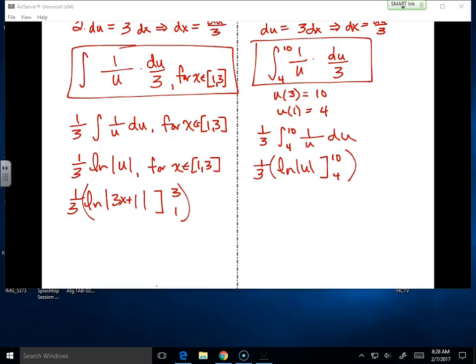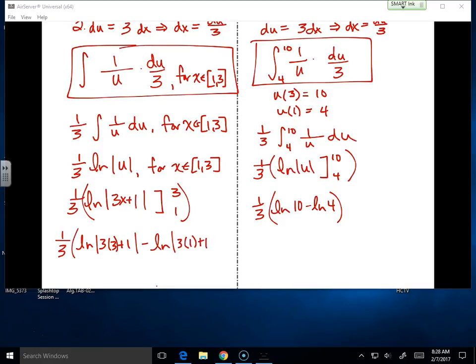Hopefully yes, because over here, you got u's, plug them in, ln of 10 minus ln of 4. Absolute value of 10 is 10, absolute value of 4 is 4. Over here we get 1/3 ln of 3 times 3 plus 1 minus ln of 3 times 1 plus 1. And if you guys simplify that, doesn't that end up being ln of 10 minus ln of 4?